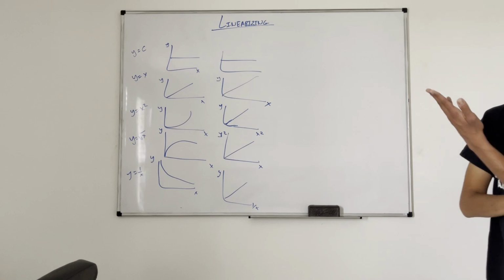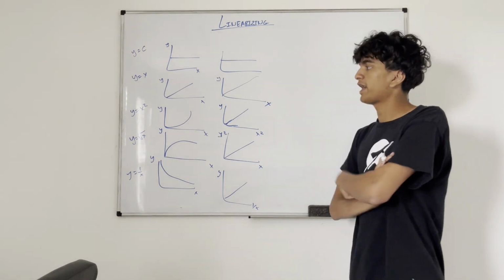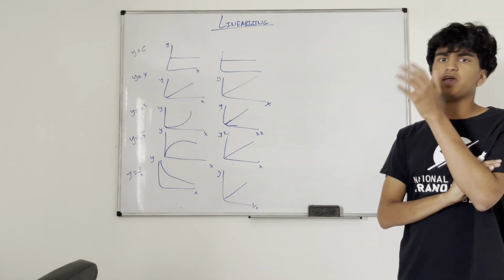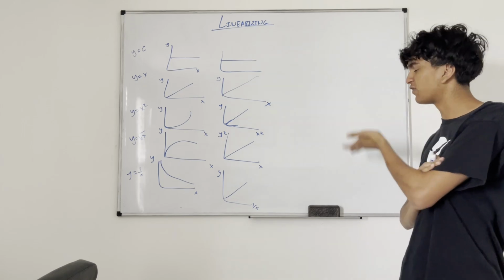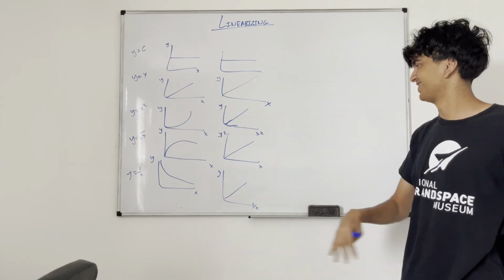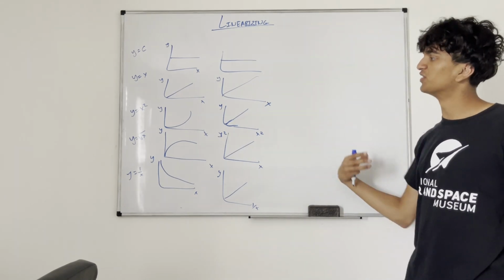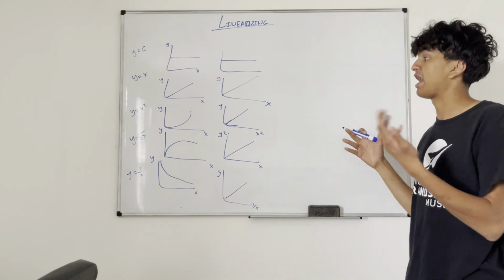If you want, you can write this down in your packet somewhere. I think there is a space, or you can take a photo. I don't know, I don't care, honestly. These are just how you would linearize your graphs.